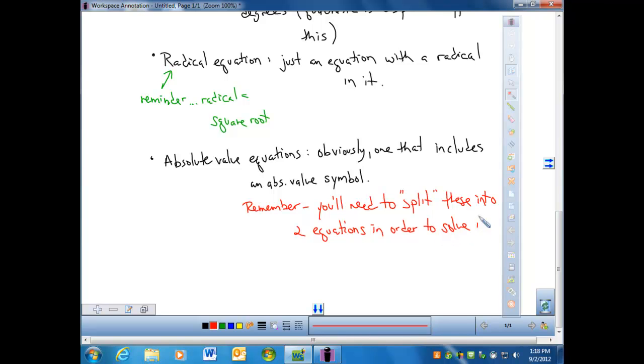So those are your 7 types of equations that you should be familiar with as you leave Algebra 2 and you start trig and calc.